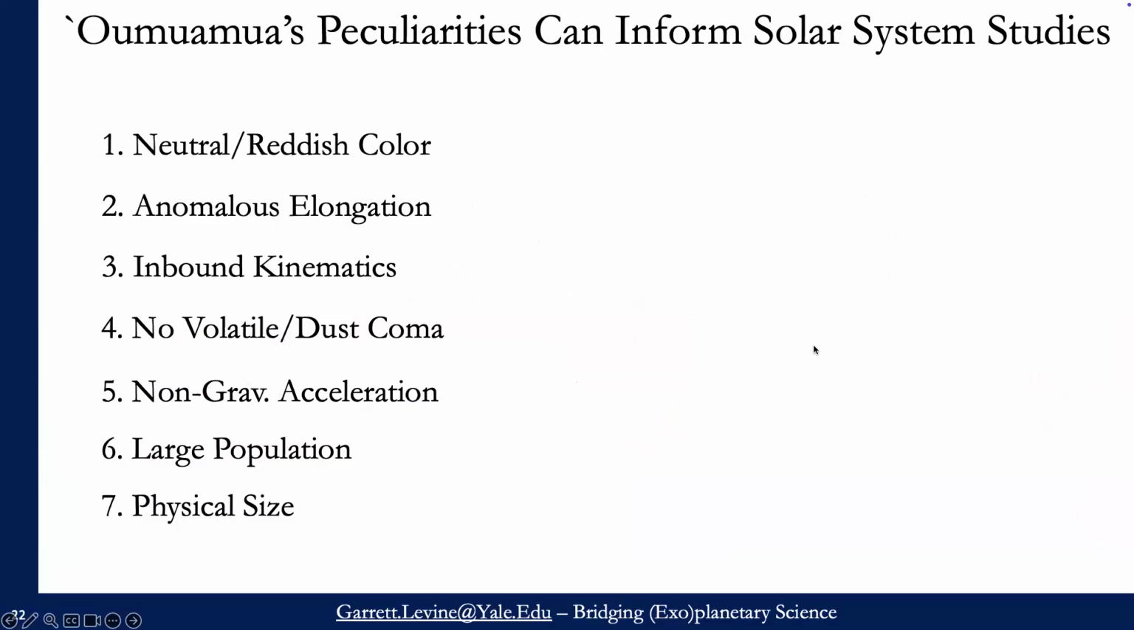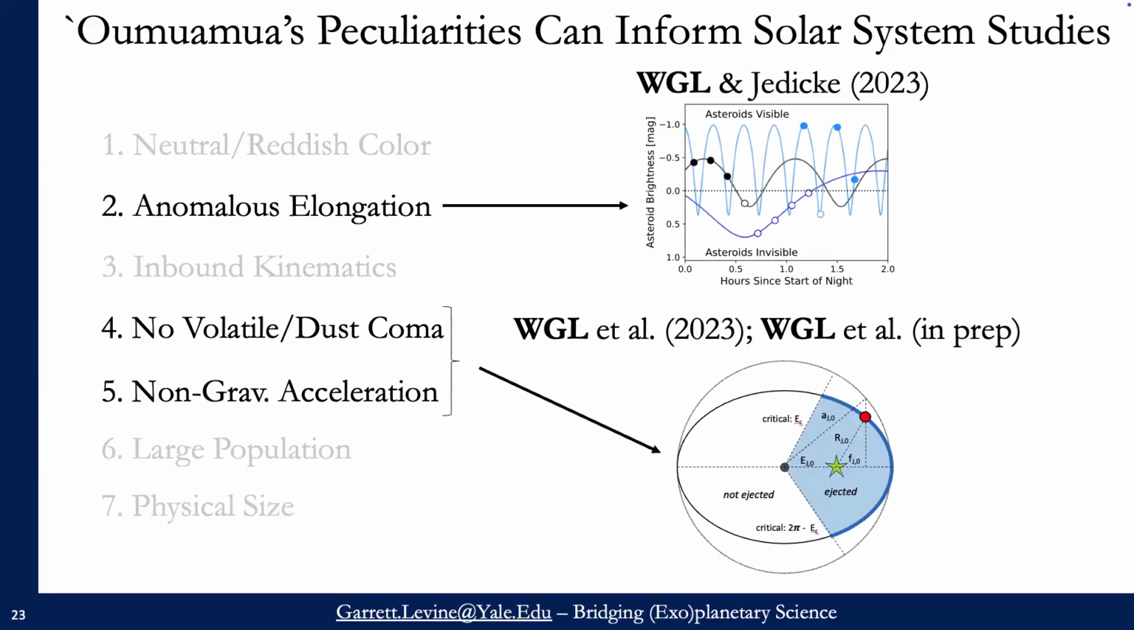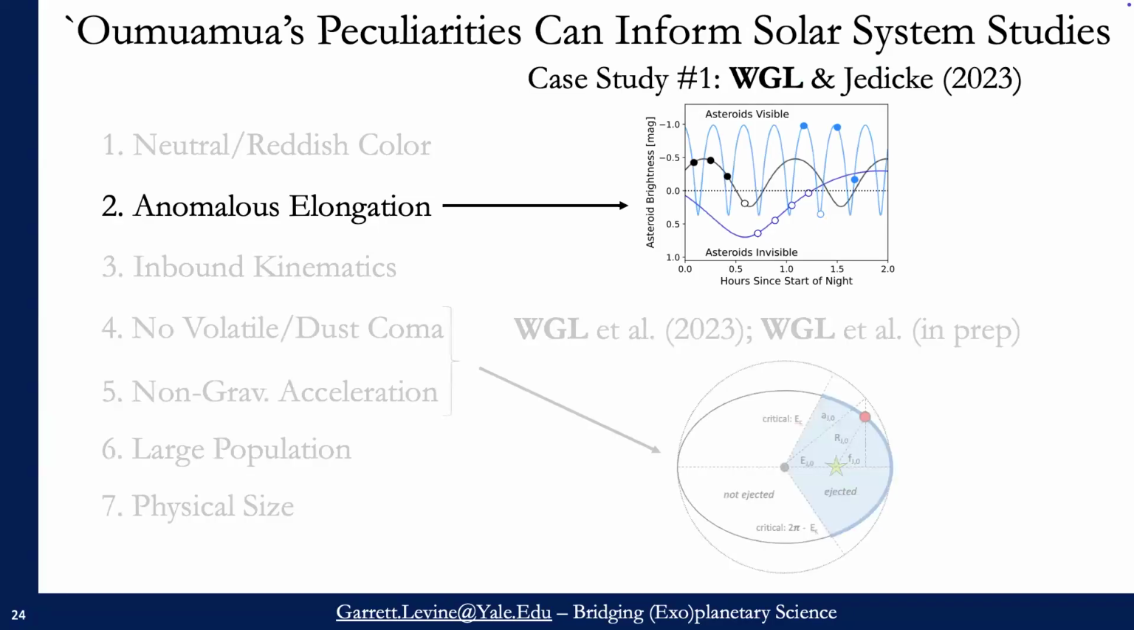So that being said, the jury's still out on the composition of Oumuamua, but in the meantime, all of these peculiarities can help us inform solar system studies. We can use these properties and we can recast the solar system's objects in a new light. And we can ask ourselves, what can we learn about our own solar system by the detection of this exoplanetesimal? So I've done this for both the anomalous elongation and this lack of a dust coma and non-gravitational acceleration. And today, for this small bodies case study, I'm going to focus on the anomalous elongation and what this can tell us about the solar system and asteroid populations.